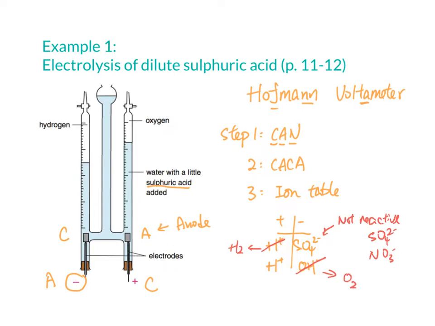So for the cations, they're going to go to the cathode. So you find that at the cathode, we have H2 formation right there. While we have anions, they go to the anode. So therefore the O2 will form right here. I'll repeat one more time. Cations, which is the H plus, go to the cathode, and then we have the anions, which is the OH minus, they go to the anode.